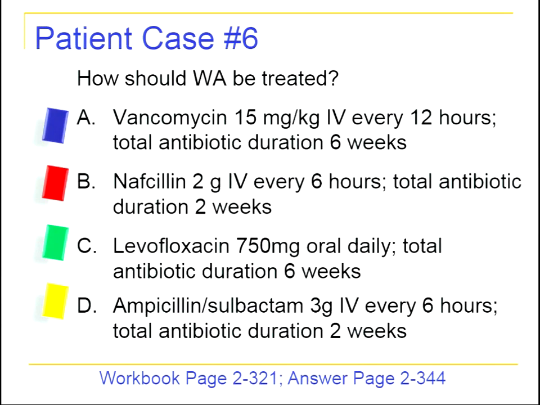So how should WA be treated? Well, again, it's osteo, so we can knock off the lower duration, so B and D are incorrect. Levofloxacin has some activity against staph, but not very good activity, and the MICs are pretty high, and it's not a good agent for bone infections. You end up developing resistance over time or selecting out for resistant organisms. So the best answer is vancomycin for 6 weeks.